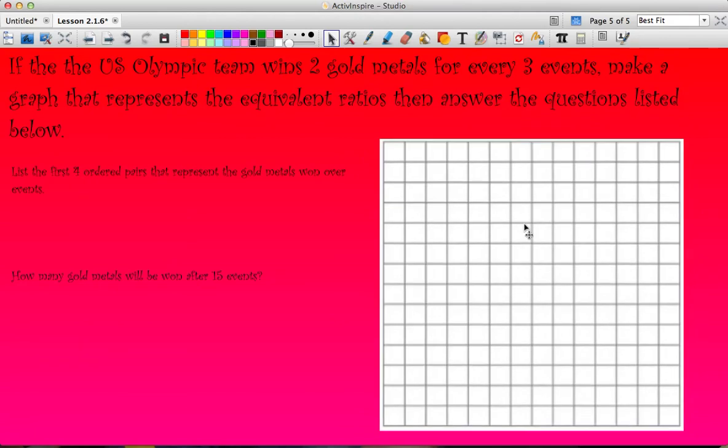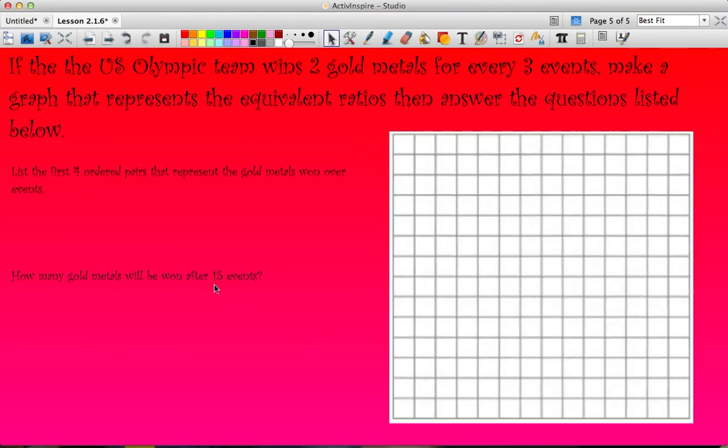I know in some of the note packets this is 5. The 1 got cut out, so just change that to a 15. Right, so I want you to make sure that you list ordered pairs and that you're able to use the graph to figure out how many gold medals they would have after 15 events.